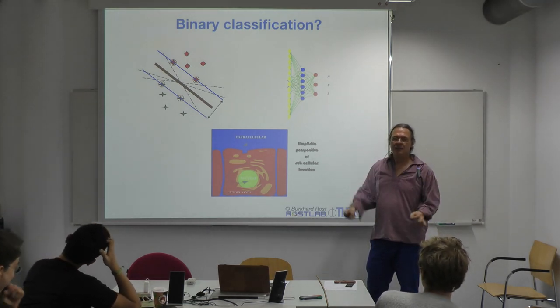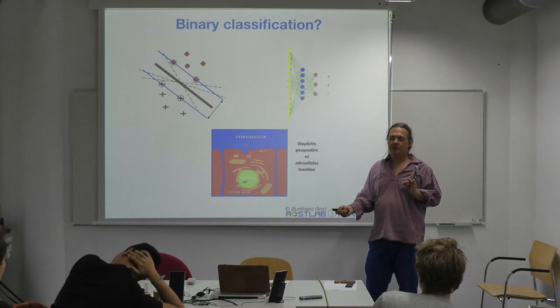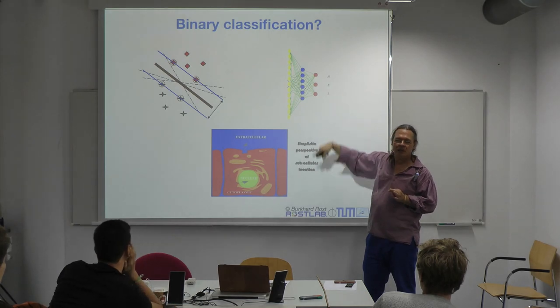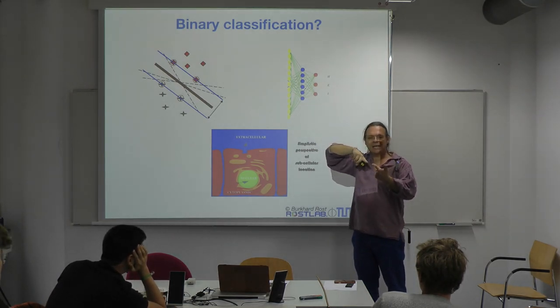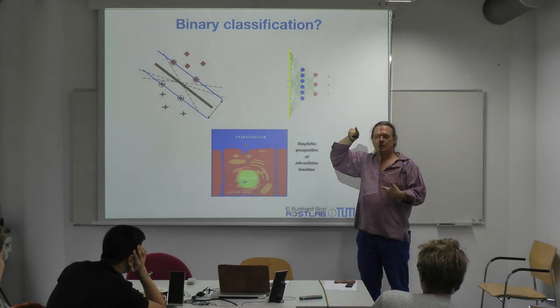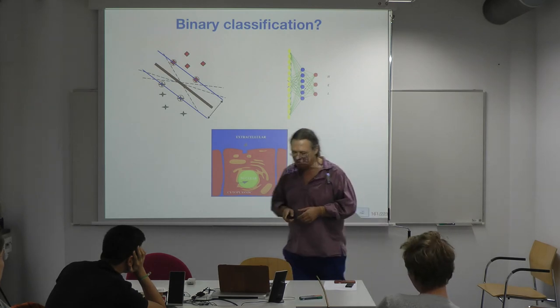SVMs essentially are binary. They can classify only two classes. While neural networks could have a different number of output units, in this particular case it could classify three states easily, and that is not binary. That is another issue, and that pertains to subcellular localization.